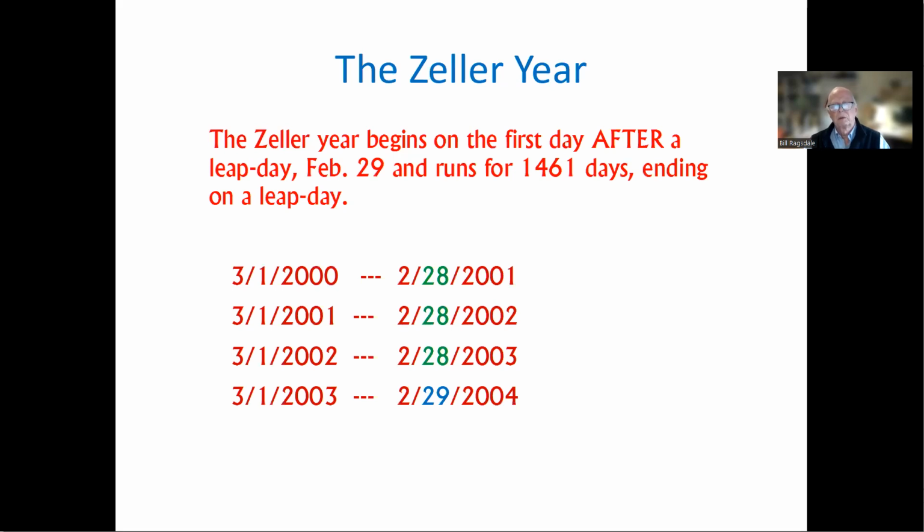Here's the full example. We see the Zeller year of 2000. It began on March 1, 2000, and it goes 365 days, ending on February 28th of 2001. The next year goes to 2002, the next year to 2003, and finally the leap year comes along, and it ends on February 29th of 2004, which is that last 1461st day of the sequence.